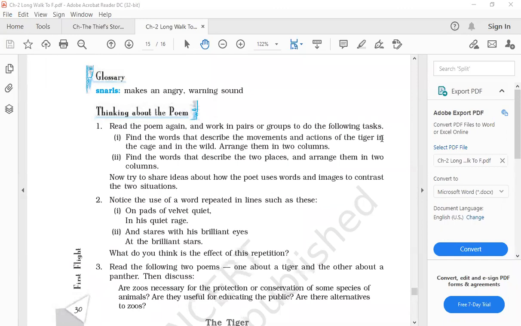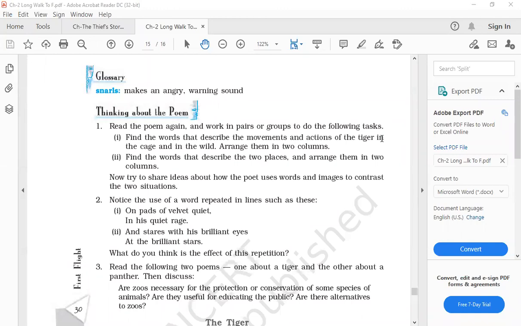Yes, good guess. Brilliant stars, the stars which are free in the sky, shining brightly in the sky. The poet has given this effect of repetition here, signifying how the tiger is also looking with brilliant eyes at those stars which are shining brilliantly in the sky. Somewhere the hope could be seen in the eyes of the tiger that one day he would also be roaming free in the wild.